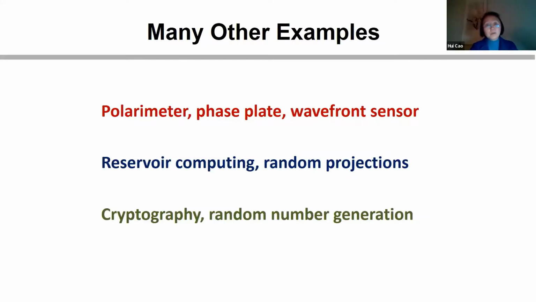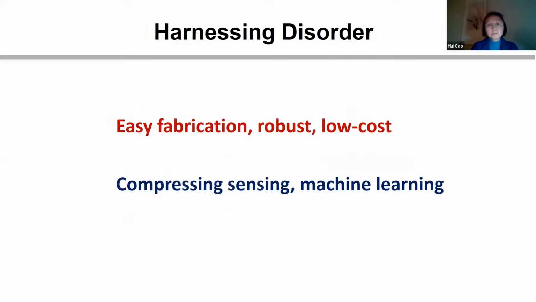For example, people have shown the disordered structure can be used to make a polarimeter, faceplate, kind of wavefront sensor, and also can be used for reservoir computing, random projection, and also for cryptography and random number generation. So these kinds of disordered structures can be used for many different applications because they have many different choices, right? So that's why you have a lot of opportunities there.